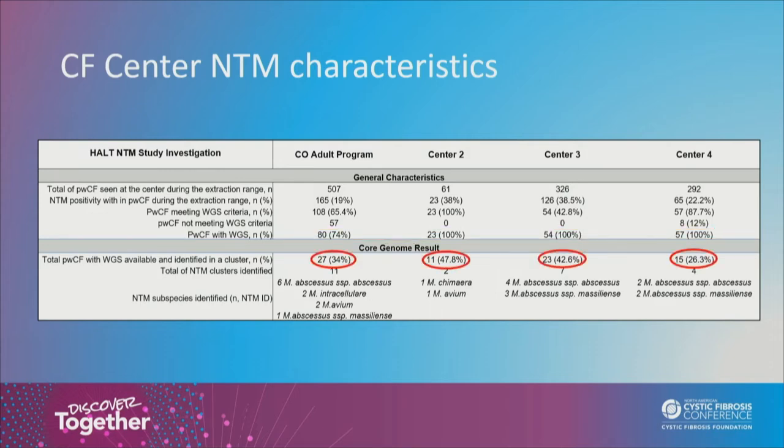Moving to the core genome analysis, the total number of people with CF that fell within a cluster of those that were NTM positive are shown here. And you can again see it's a lot of people that fell in a cluster that underwent whole genome sequencing, ranging from 26% at center four up to almost 50% at center two. And below this, you can see the total number of NTM clusters that were identified at each center, represented by the number, and below that is the subspecies that we identified and the number of clusters in that subspecies.